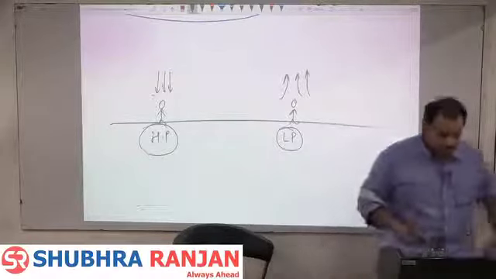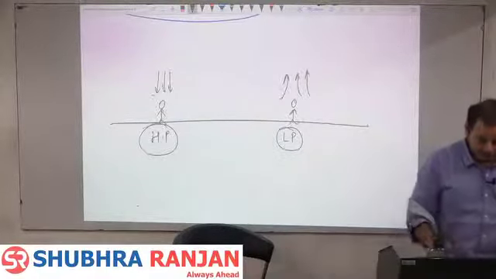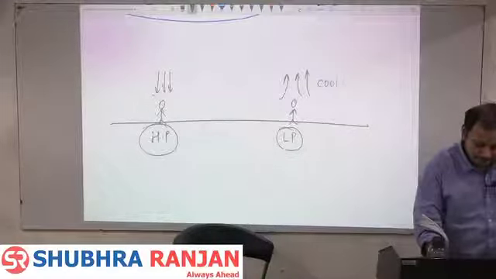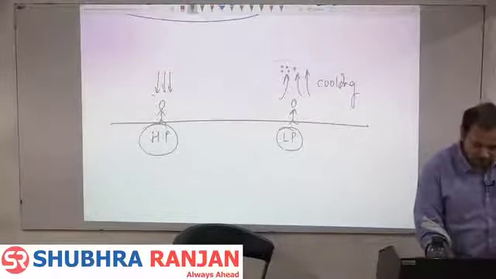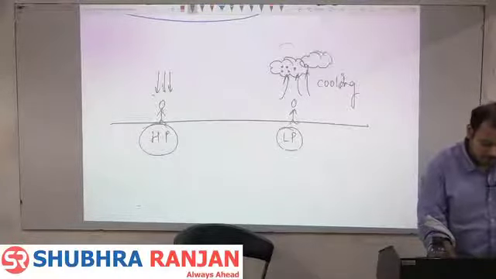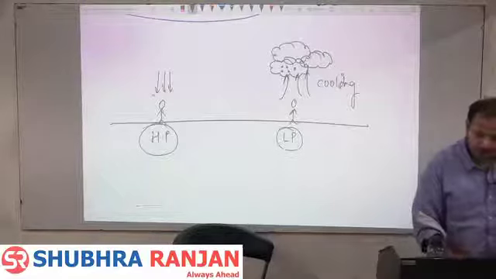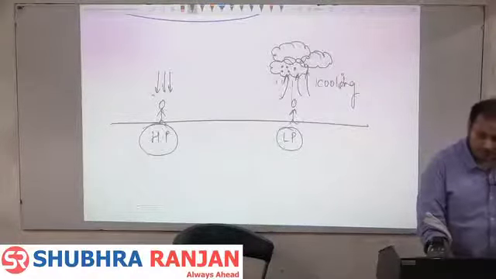Second thing is, when the air goes upwards, it starts cooling adiabatically. Fine. And when it starts cooling, vapor starts getting converted into water droplets or ice particles. They all join together, and ultimately this will result into formation of clouds. As they result into formation of clouds, this will give rainfall.